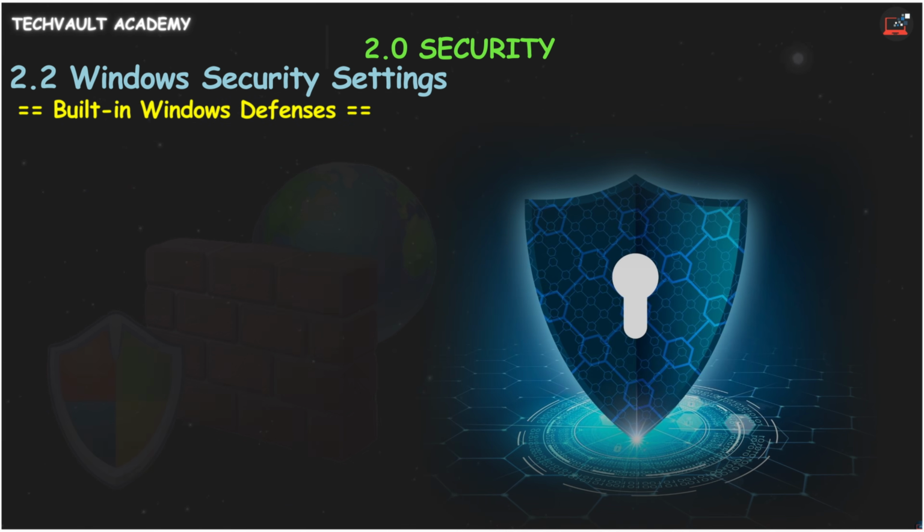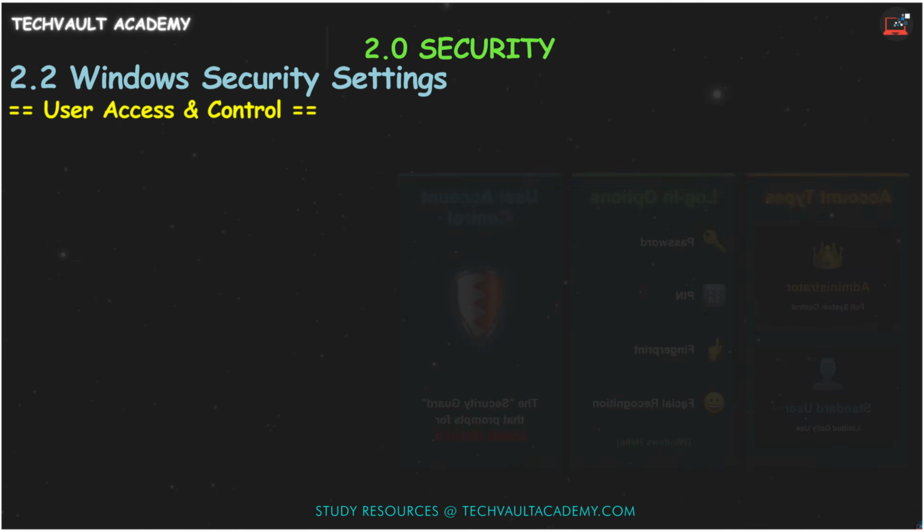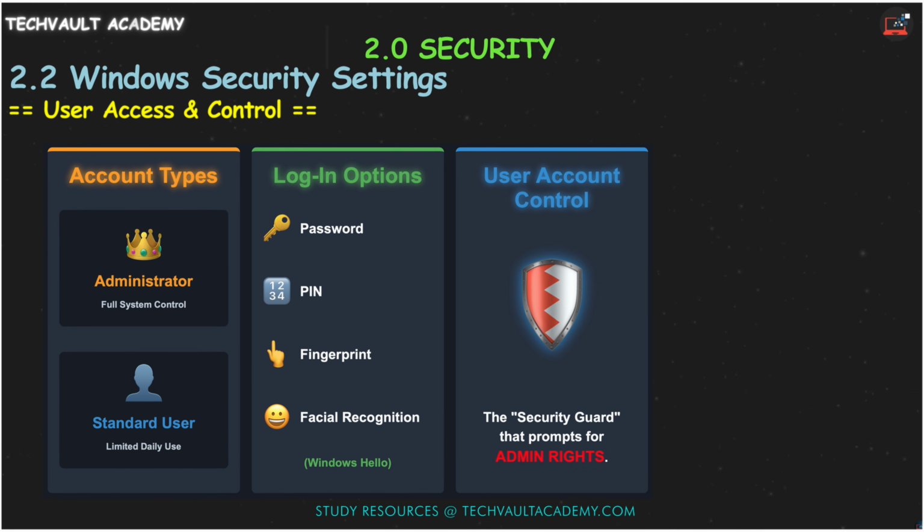Paired with this is the Windows Firewall, which you can activate or deactivate to control network traffic. You can configure port security to open or close specific ports and set application security rules to allow or deny internet access for specific programs. Next, user access. Windows has local accounts and cloud-synced Microsoft accounts.